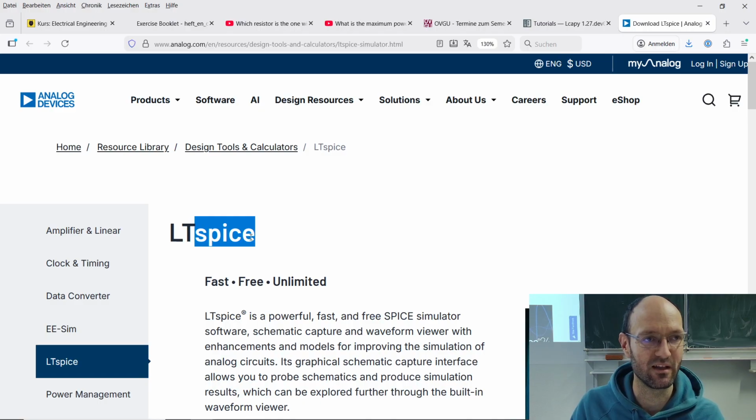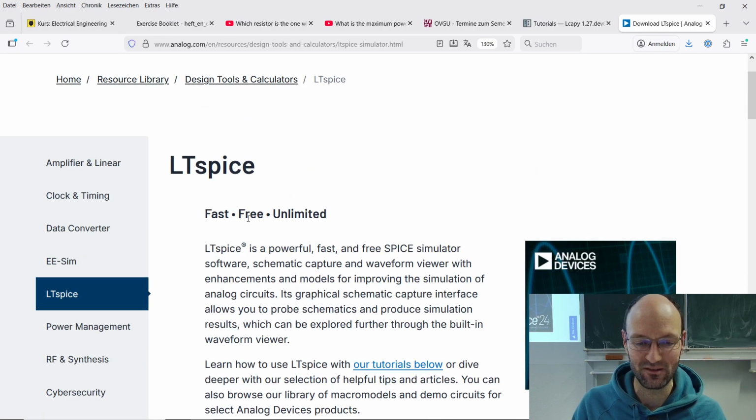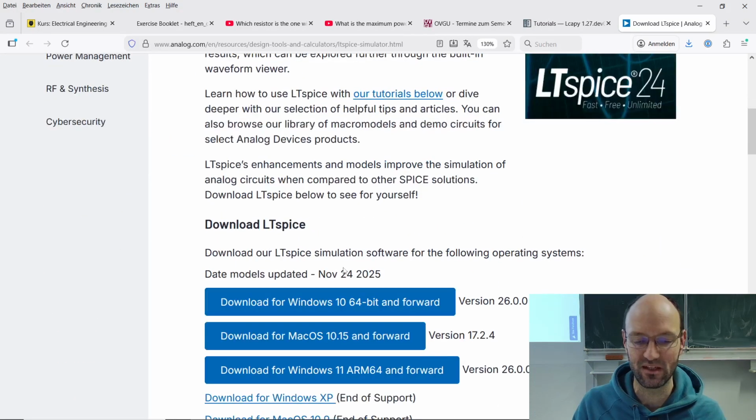Something like this. Like laser is, does anyone know what laser means? Light amplification by stimulated emission of radiation. And so, yeah, the SPICE is a nice simulation program. And as you can see, it's fast, it's free, I would not say unlimited, but it has very few limits, and you can use it and download it free of charge. And you can even use it as a company. So many companies are using it.